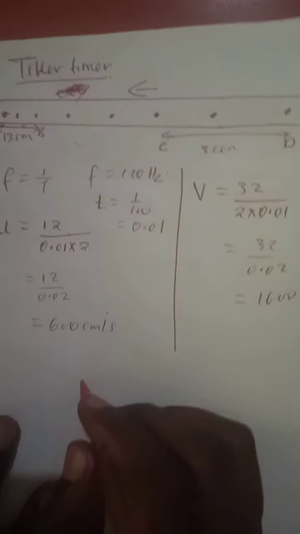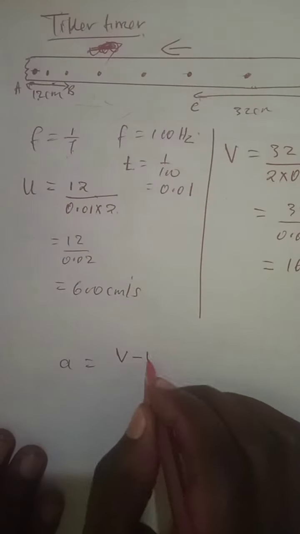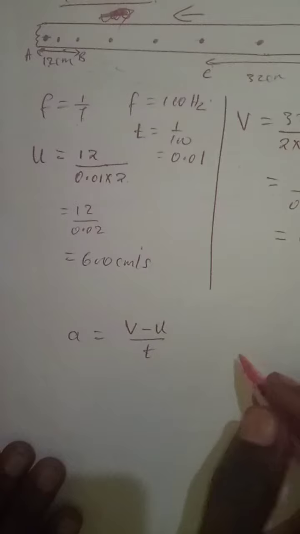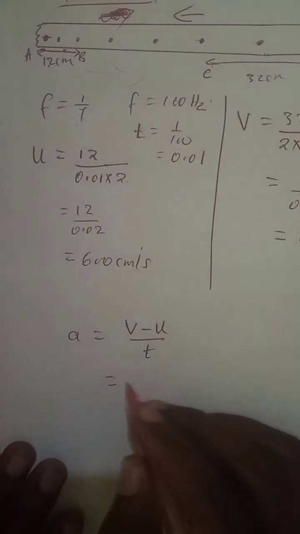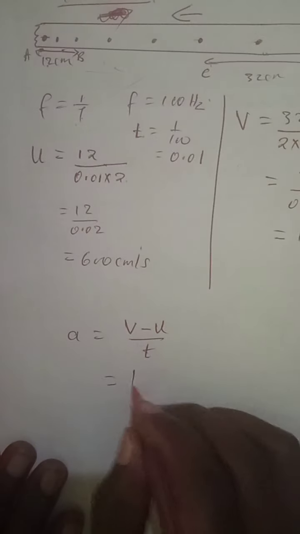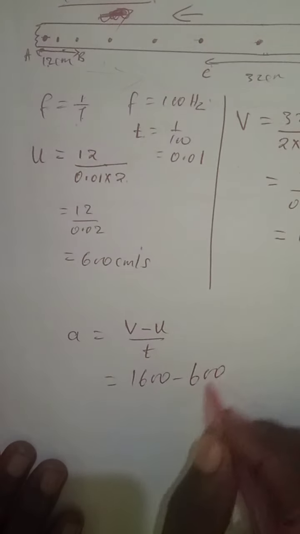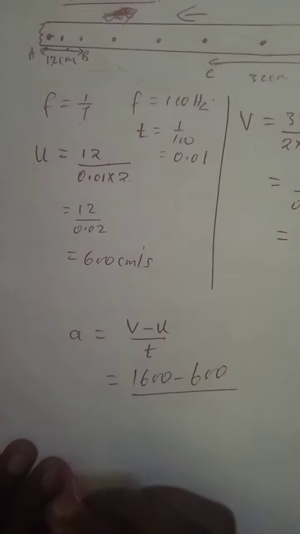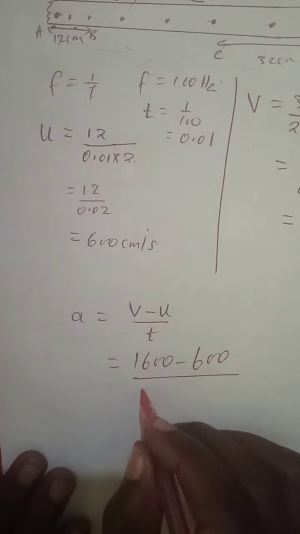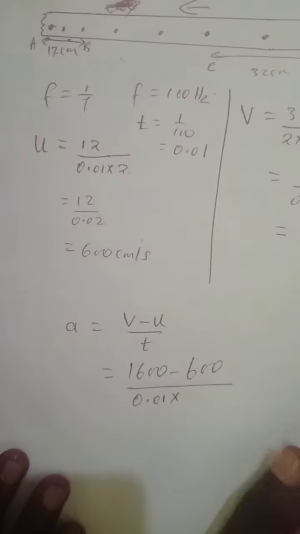So how about acceleration? Acceleration is given by the final velocity minus the initial velocity over the time taken for the change in the velocity. So therefore, we are using this one. This is in terms of centimeters per second as well. That is 1600 as final velocity minus initial 600, then divided by time taken for change in velocity. Time taken for one oscillation has been found to be 0.01, but times how many oscillations?